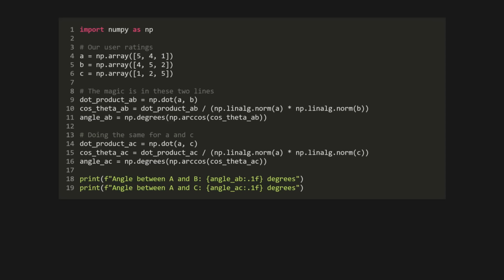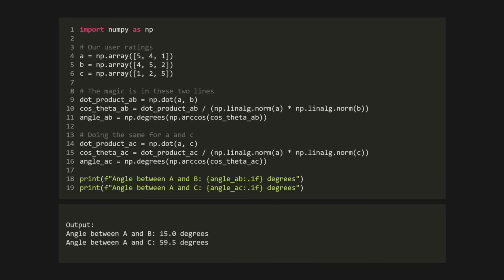Now, the magic is in these two lines. Watch this. The dot product for A and B is just np.dot with A and B. Then the cosine of theta is that dot product divided by the norm of A times the norm of B, and then we just convert that to degrees. We do the same thing for A and C, and when we print it out, the angle between A and B is 15.0 degrees. The angle between A and C is 59.5 degrees.